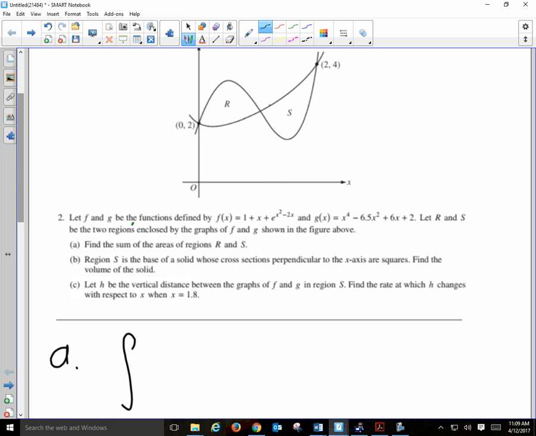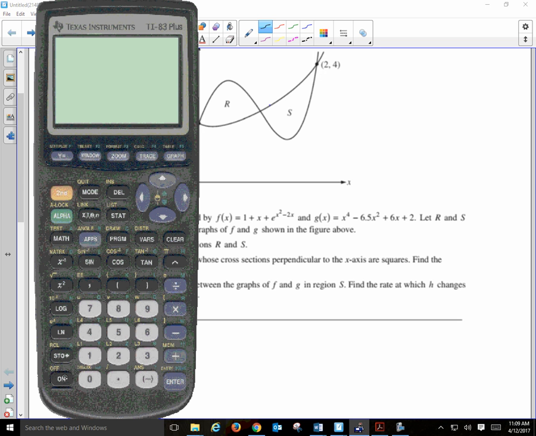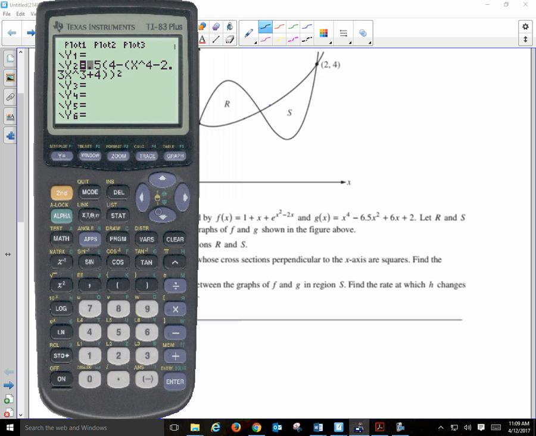Top minus bottom. Which one's on top, f of x or g of x? How do you know? Should we graph them on our calculator and find out? Okay. Darren is correct that the one on the bottom at first is g. Let's just type them in because we're going to have to use them anyway.